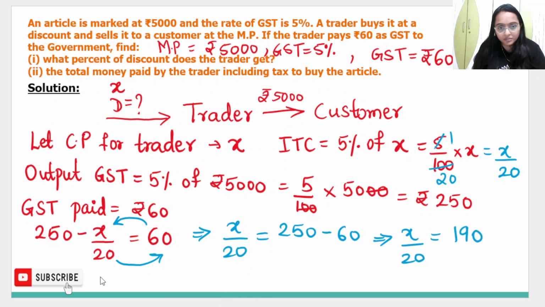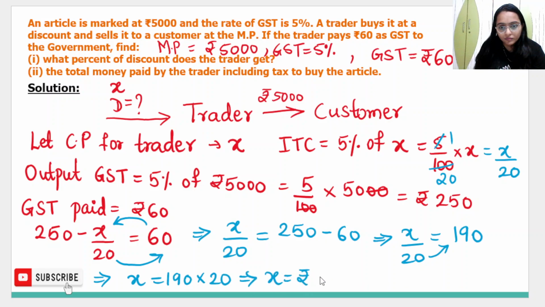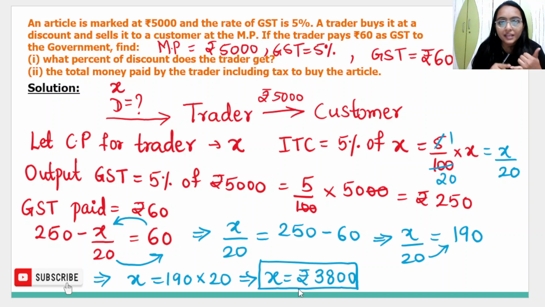So when you simplify this further, you get the value of X. Here 20 is in division, so it goes there as multiplication. So it is 190 multiplied by 20. So you get the value of X as 19 twos is 38, so 3 8 and these two zeros. So he got the article for 3,800. So this is the price at which the trader had bought the article.